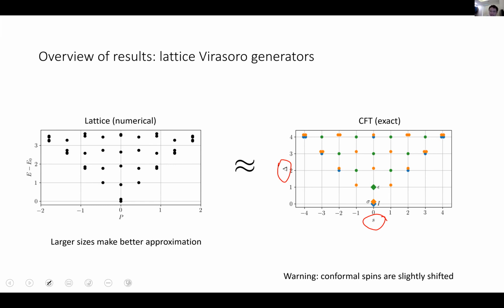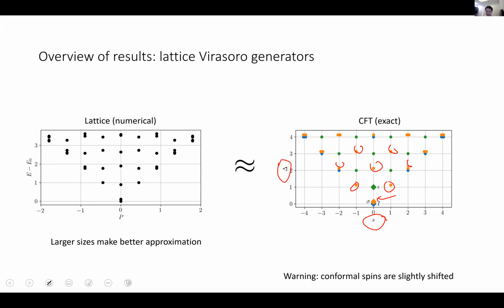So let me take the orange one, for example. You have at the base the sigma operator, which is known as the sigma operator. It has some scaling dimension, some conformal spin, and then you have a bunch of operators organized as a tower structure, and this goes infinitely up, and this gives you one conformal tower of the CFT.